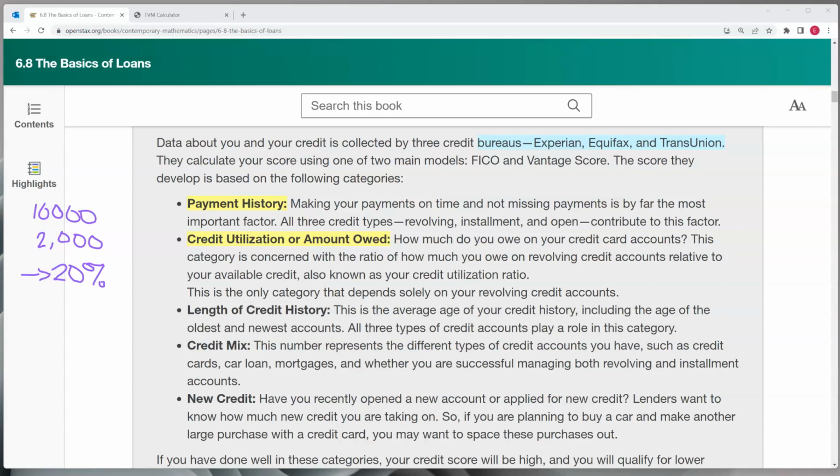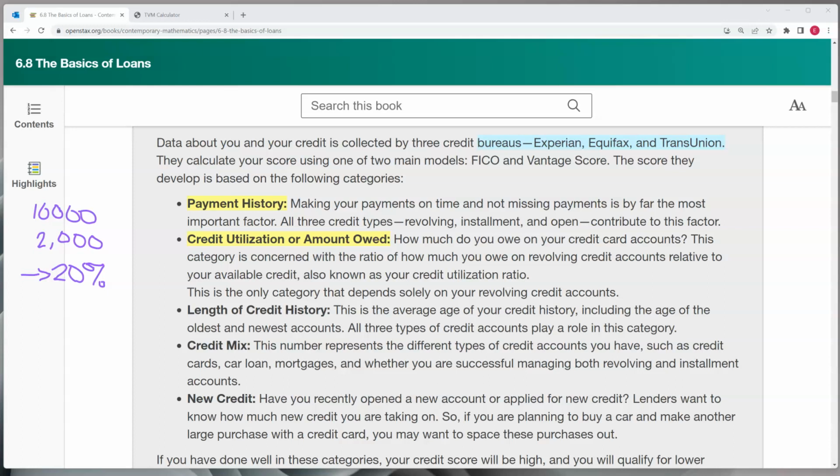If you have less than 20%, let's say you have a $10,000 credit card, or a credit card that has a $10,000 limit and you never use it, that can also negatively impact your score, because that means that you're not using the available credit that you have. And if you go to get a loan, they'll be like, well, you have $10,000, why are you not utilizing it?